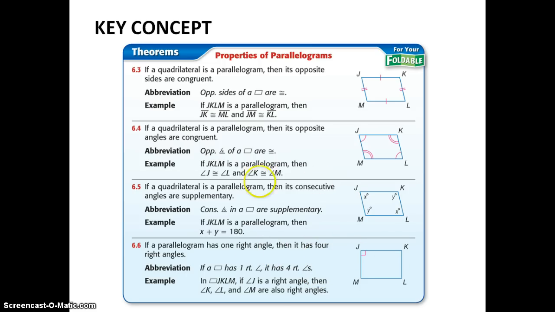If you think about that, you can use the theorems up here to show that, because opposite angles are congruent, so that means if one's 90, the one across from it's going to be 90. And then we know consecutive angles are supplementary, so if one of them's 90, then the other one has to be 90. So J and L would be 90, K would be 90, M would be 90, which means if it has one right angle, then they're all right angles.